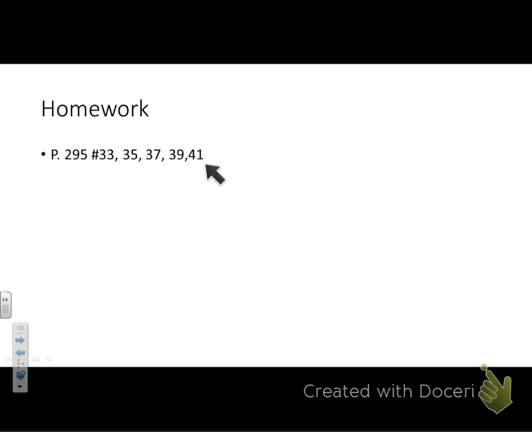Homework. 5 problems. It's 33 through 41 odd on page 295. It's just practicing that quadratic formula. And ladies and gents, let me stress to you, the more you practice, the more you are going to get that formula memorized.